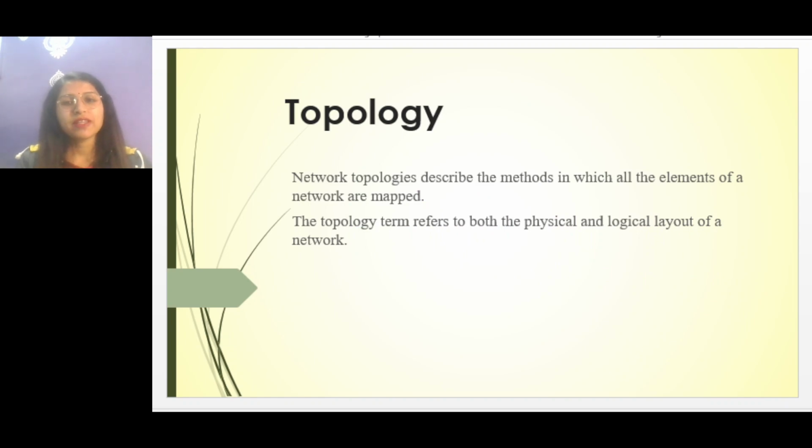What do you understand by the word topology? Topology means geometric representation of how the computers are connected. The network topology describes the method in which all the elements of the network are mapped. It refers to the physical and logical layout of the network, that is, how the computers are connected to one another.